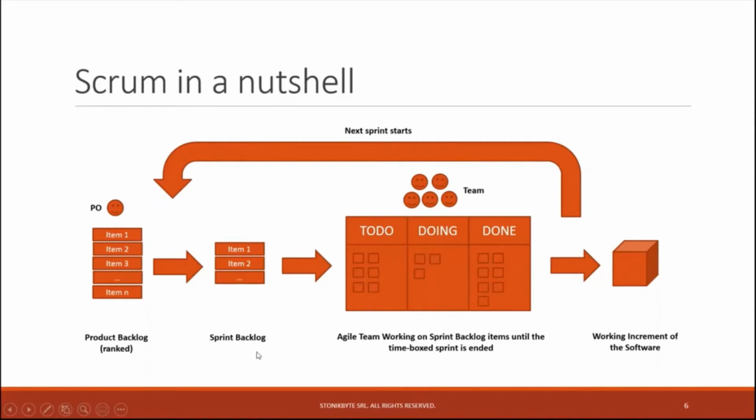And then the team starts working on these items and develops them one by one until the sprint is finished. And at the end, they create a new work increment of the software that they built. When the sprint is finished, a new sprint starts. So it's an iterative process until this product backlog is consumed and the application is created and eventually released at the end. So this is Scrum in a nutshell.